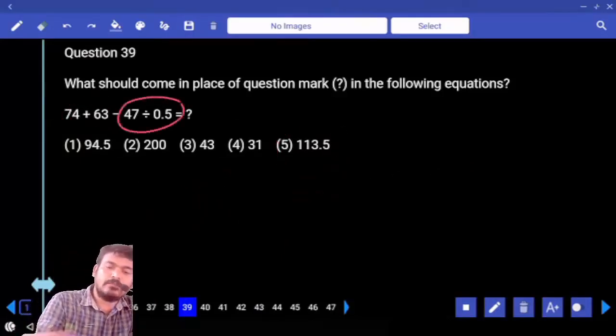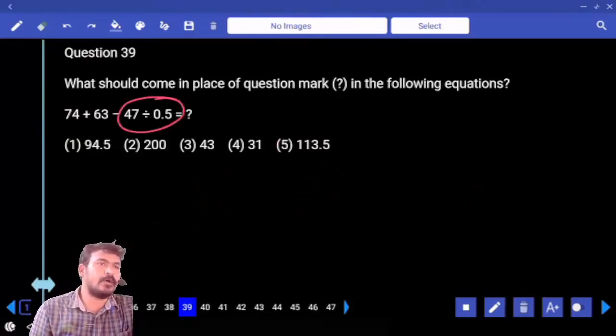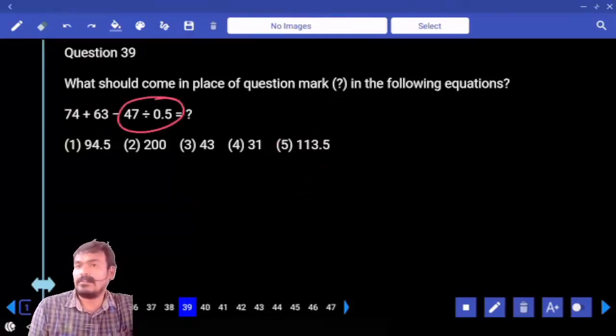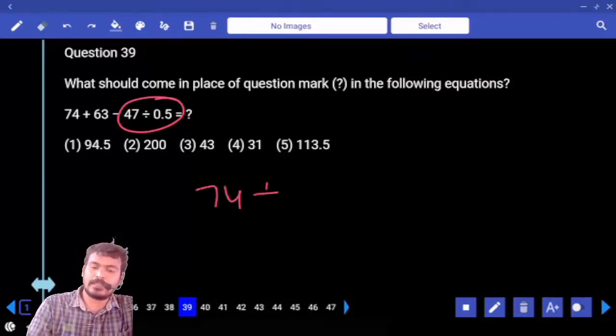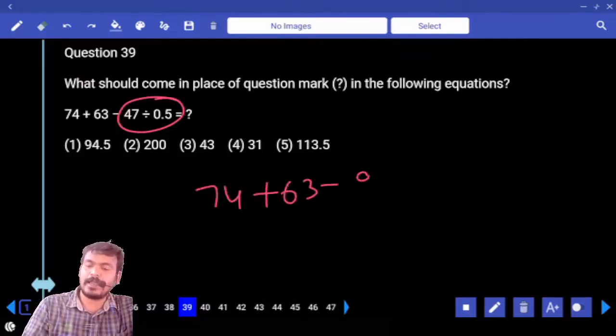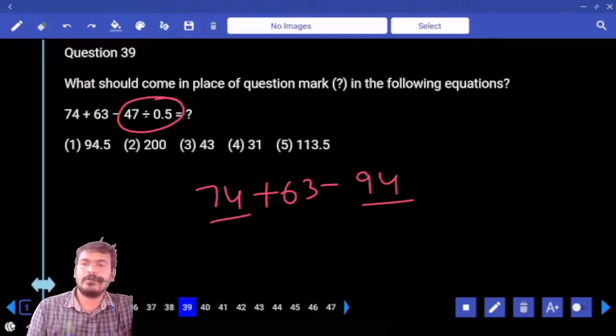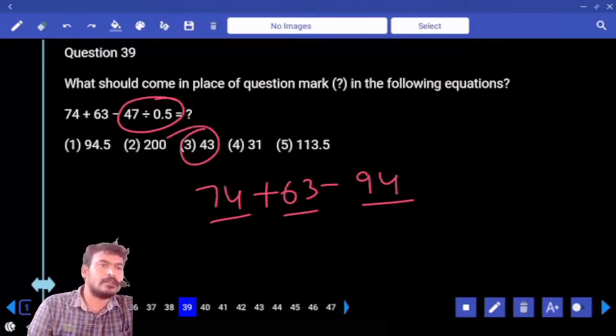What is the third value? 47 divided by 0.5. Then the numerator will be double or triple? Double. 74 plus 63 minus 94. 74 and 94 difference, minus 20 or plus 20? Minus 20. 63 minus 20, 43.